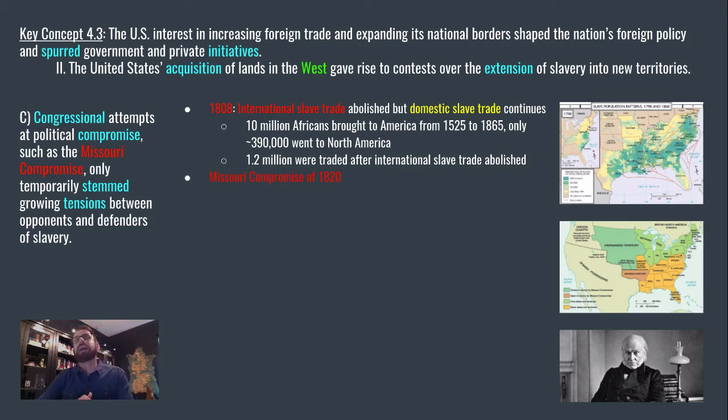Okay, an absolutely critical thing you need to know beyond all doubt is the Missouri Compromise of 1820. Okay, let me give you some details and then I'll tell you why it's so significant.